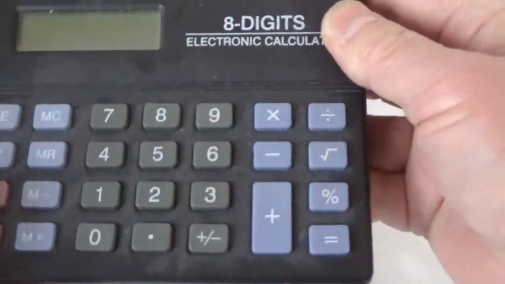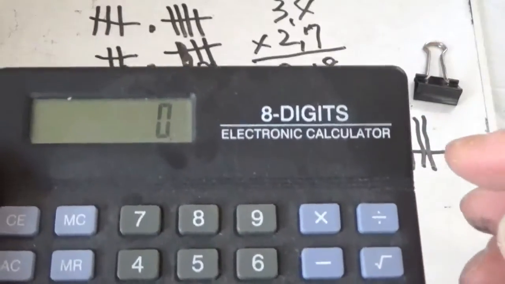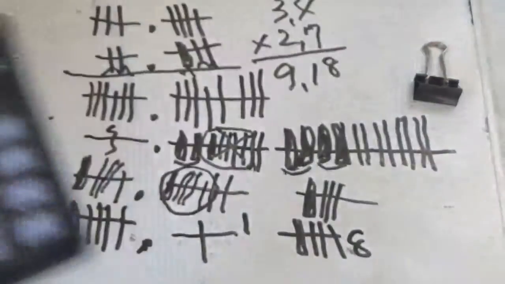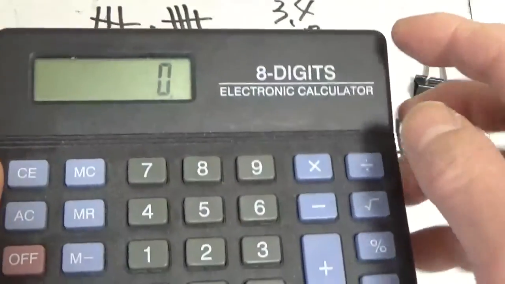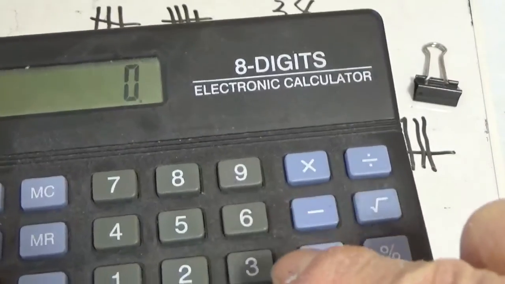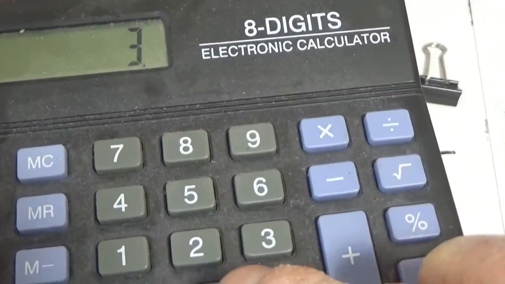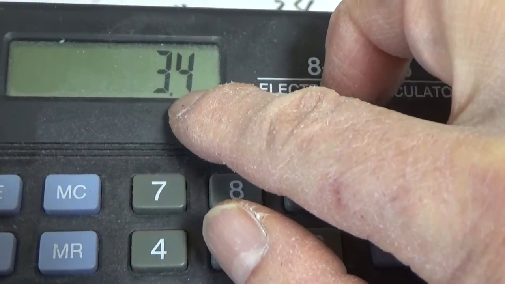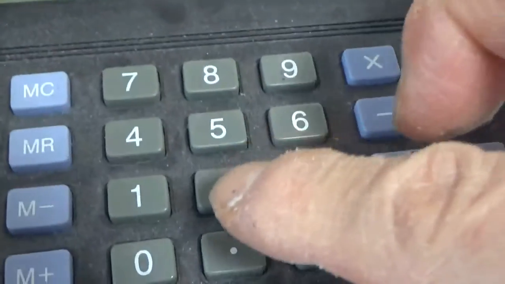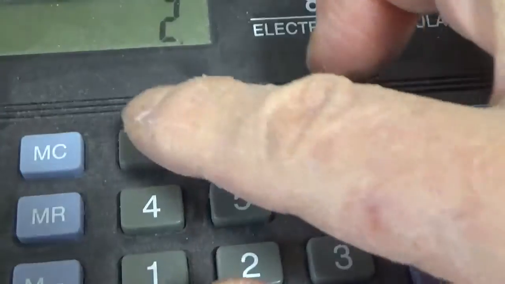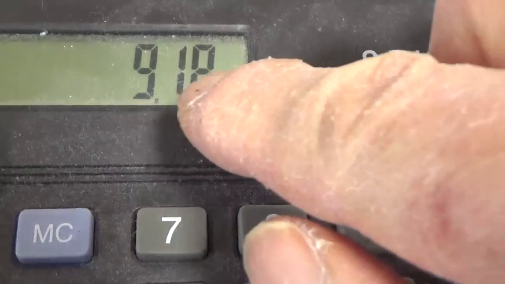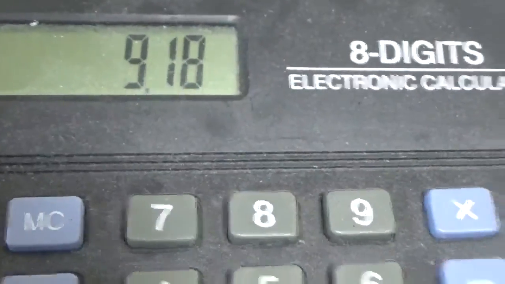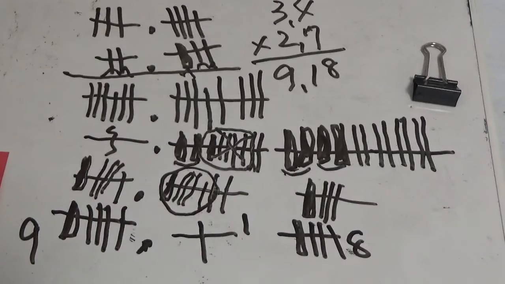Let's calculate by calculator. Three point 4. See, there is a small dot here. Multiplied by 2.7 equals 9.18. Please look here, small dot, 9.18. So the calculation is finished.